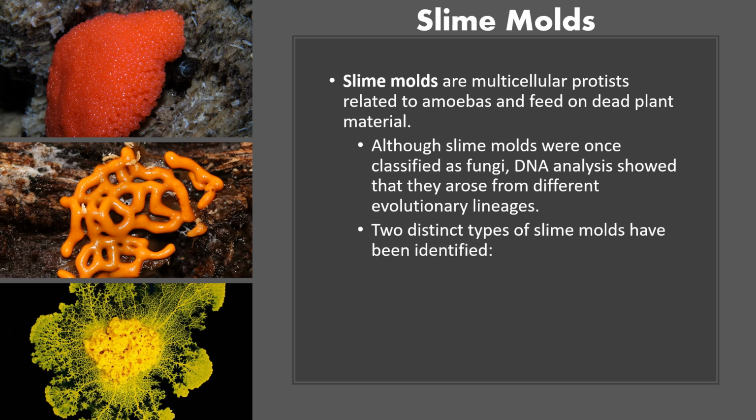There are two distinct types of slime molds. There is this plasmodial slime mold and a cellular slime mold. And I just wanted to mention the name of the two top slime molds. The first one is called a raspberry slime mold because it kind of looks like a raspberry. And the second one is called a pretzel slime mold because it does kind of resemble a pretzel in some ways. I can't remember what the yellow one was called.